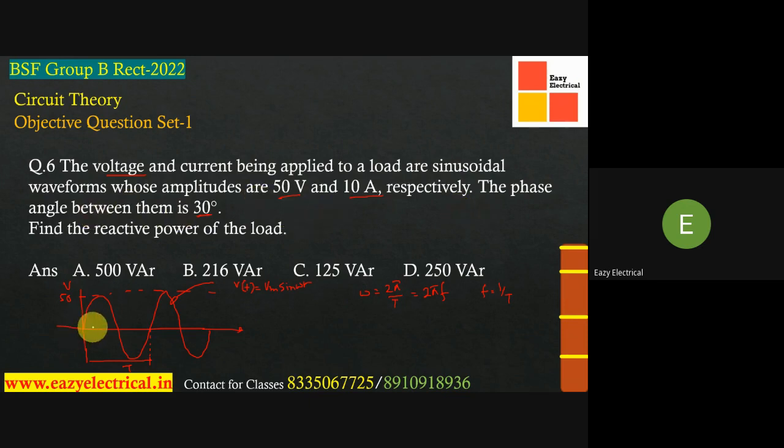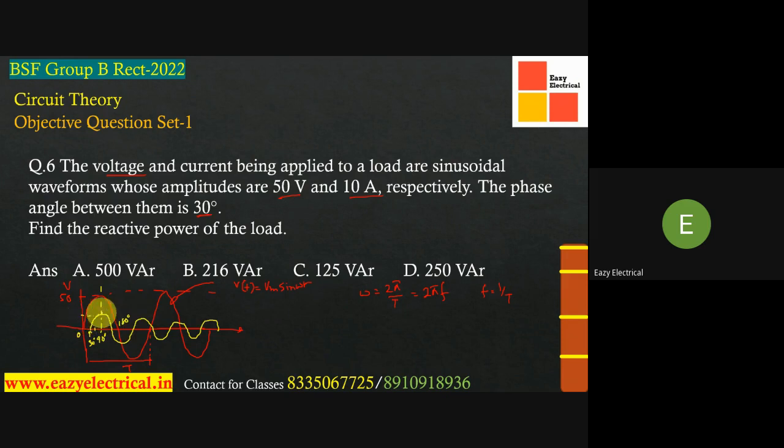Lag means the waveform will start 30 degree after the voltage waveform has started. Consider this as 0, this is 180 degrees, this will be 90 degrees. Now if you divide this into 3 parts, then this will be 30 degrees. From this 30 degree onwards, the current waveform shall start like this. If we consider this as a lagging 30 degree, then we get this waveform.